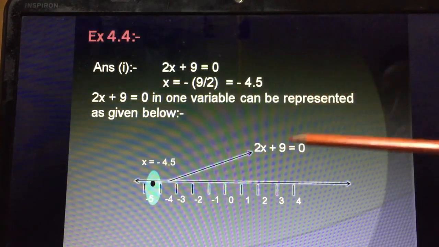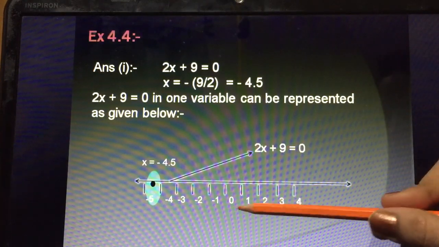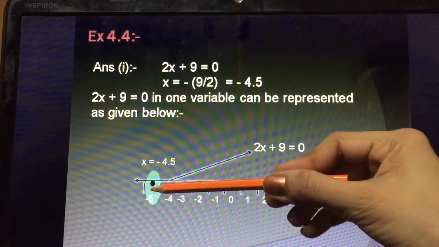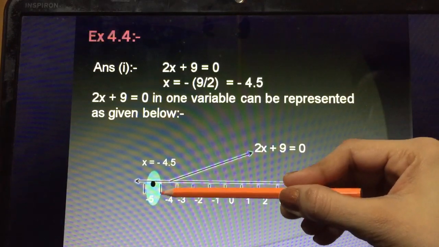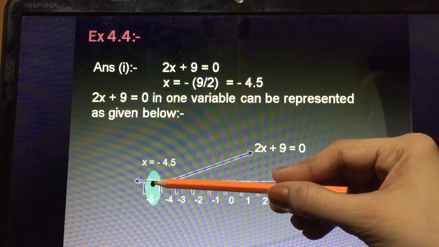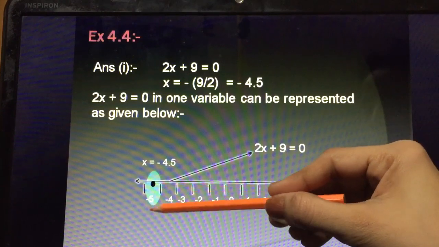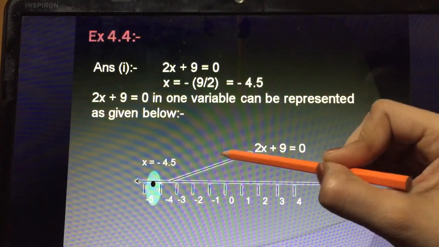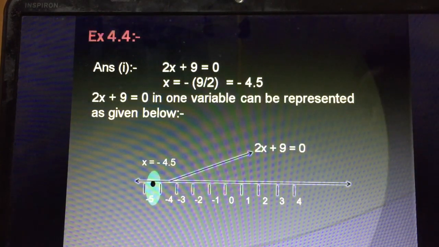This we have done in earlier classes. We'll draw a number line at 1 centimeter. We'll mark our numbers. Towards the right of 0 we have positive numbers, and towards the left of 0 we have negative numbers. Then where is your x equal to minus 4.5? Here, between minus 4 and minus 5 is your minus 4.5. This is your number, between minus 5 and minus 4. So here your equation is x equal to minus 4.5. So this is your geometrical representation of this equation, 2x plus 9 equal to 0 in one variable.